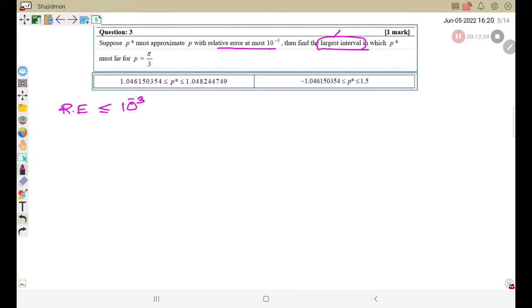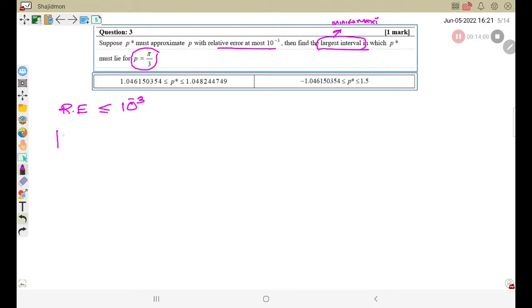You remember what is the meaning of interval, correct? We need to find the minimum of P star and the maximum value of P star, correct? P star maximum, P star minimum, within which P star must lie, with P equal to pi by 3. P is the original, exact number, given as pi by 3. So we will start from the rule, relative error less than or equal to 10 power minus 3.